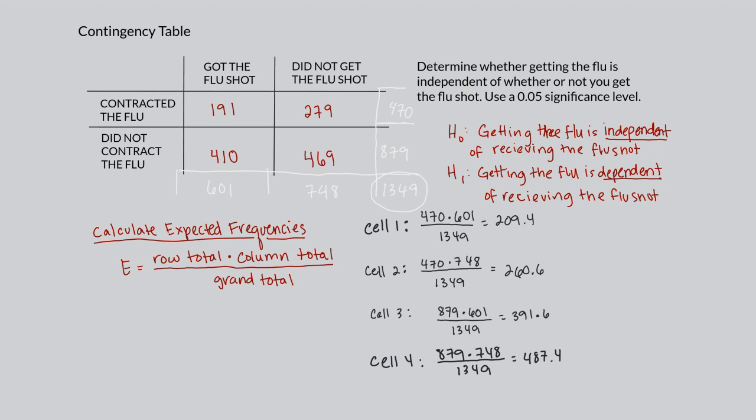These expected values, or expected frequencies, represent the amount we could be getting in any random sample of size 1,349 for each of these boxes. So we said 209 people is the number we would expect to have contracted the flu even though they got the flu shot. We would expect 487.4 people to have not contracted the flu and they did not get the flu shot. So these are our expected values. Now we're going to calculate our test statistic by comparing each of these expected frequencies to the observed frequencies.